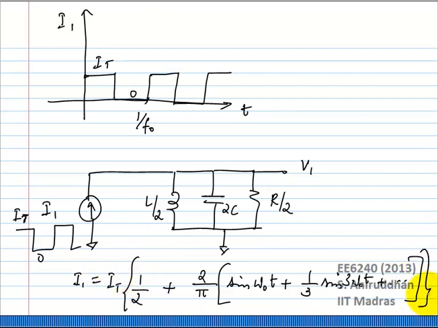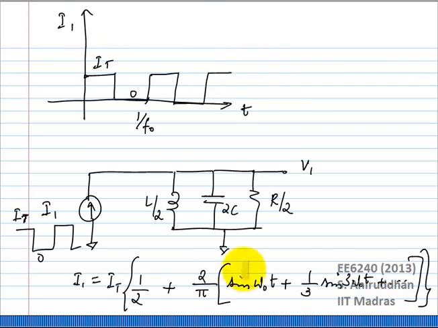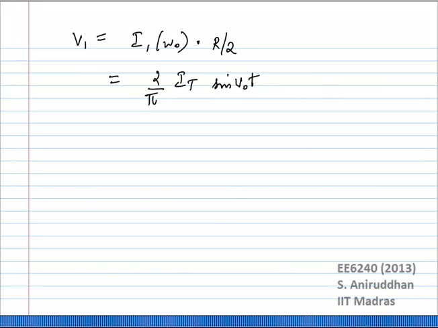Okay, it's IT by 2, IT into half plus 2 by pi and so on. So this is 2 by pi IT into... amplitude of V1 is what we are interested in. Or let us just write the full expression, why not? 2 by pi IT sin omega naught t. Because we are interested only in this term, times R by 2, which is ITR by pi sin omega naught t.